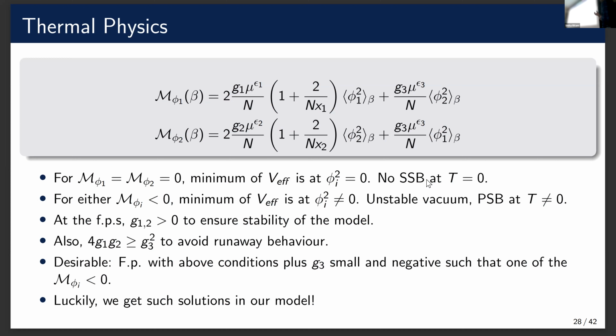So that's precisely what happens, but there are some constraints that need to be obeyed. For example, I can only consider G3 to be negative. G1 and G2 are the couplings of the phi^4 terms of the individual fields, and you can't take them to be negative because you want the model to be stable to begin with. You want this condition to be satisfied in order to avoid any runaway behavior at the level of the action itself. And in addition to this, the most desirable thing is that you want to have certain fixed points where all of these conditions are satisfied and G3 is negative and small enough that this condition is satisfied. And we are lucky that in our analysis, we actually find such solutions to be fixed points of the beta function.